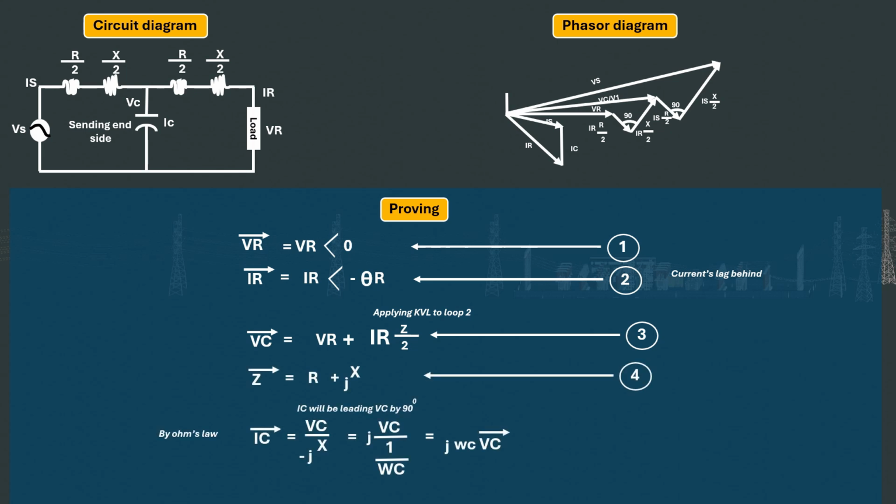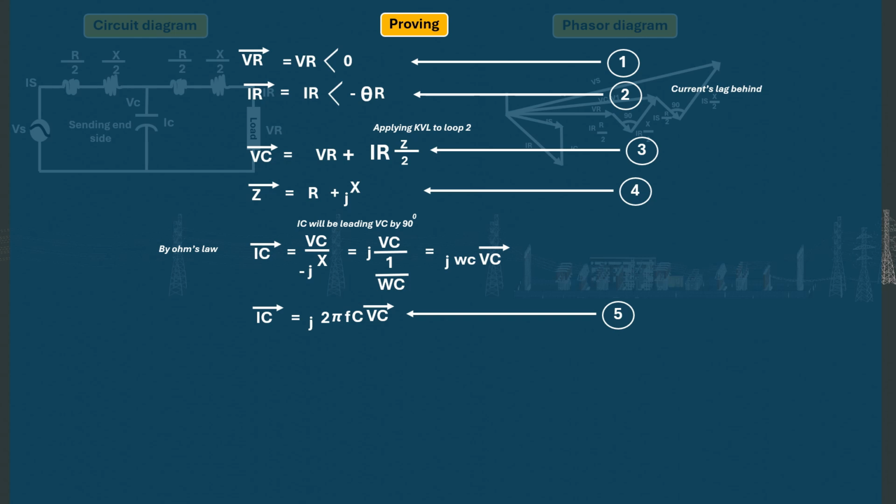Now, let's look at the current flowing through the capacitance, IC. Again, it is also worth noting that IC will lead Vc by 90 degrees. IC bar will now equal Vc all over minus jXc, which will further be equal to jVc all over omega C. The resultant of these will be j omega C Vc bar. Now IC will be j2 pi f C Vc bar. Equation 5. Let's look at the phasor diagram again.